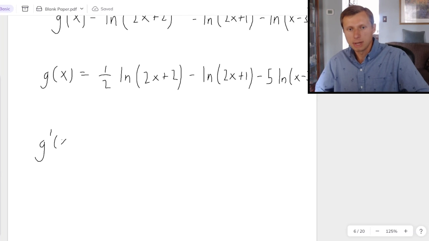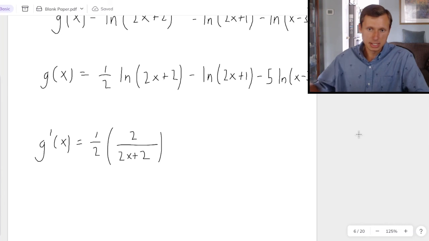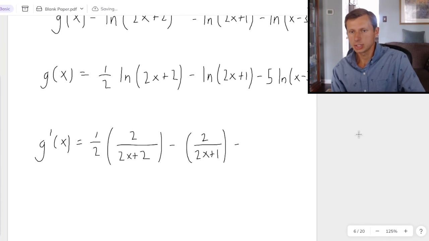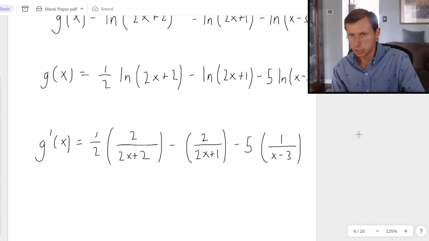So g prime of x, the derivative, is going to be 1/2 times derivative of 2x plus 2 is just 2. The denominator will be 2x plus 2. I will simplify this in the next step. Don't worry. Now minus derivative of natural log of 2x plus 1. That's going to be numerator 2 divided by 2x plus 1. And then finally for the last one, it's going to be minus 5. And then the derivative of natural log of x minus 3 is 1 over x minus 3, because the derivative of x minus 3 is just 1.